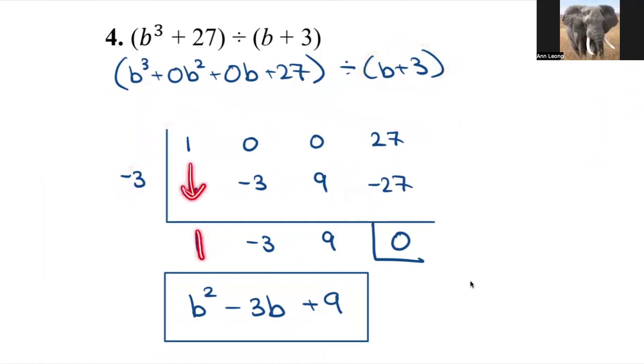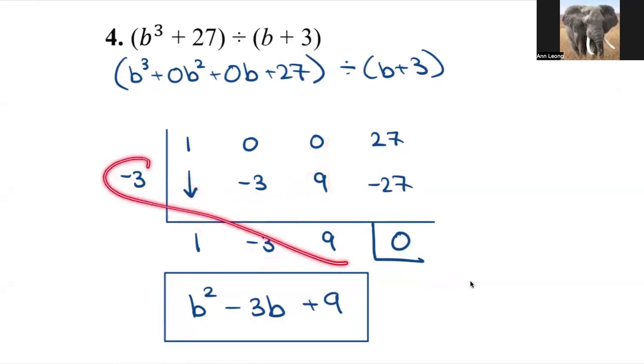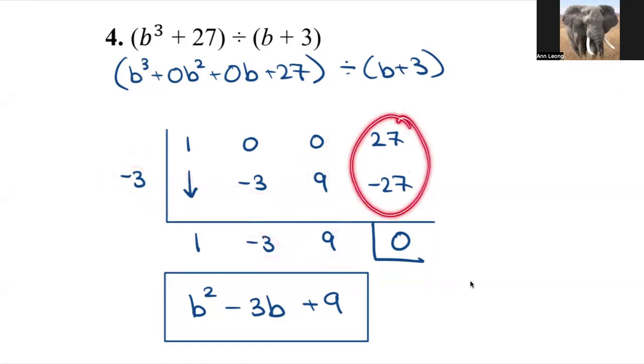Now we just drop down the first one, multiply, we get -3, plus the 0 still gets me -3. Multiply these two to get 9, add it up, and we get 9. Multiply -3 times 9 gets me the -27, and then 27 plus 27 got me a remainder of 0.